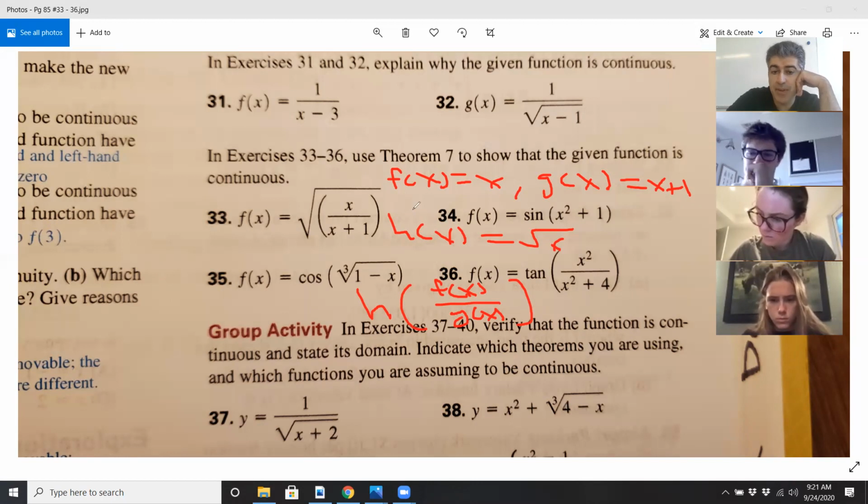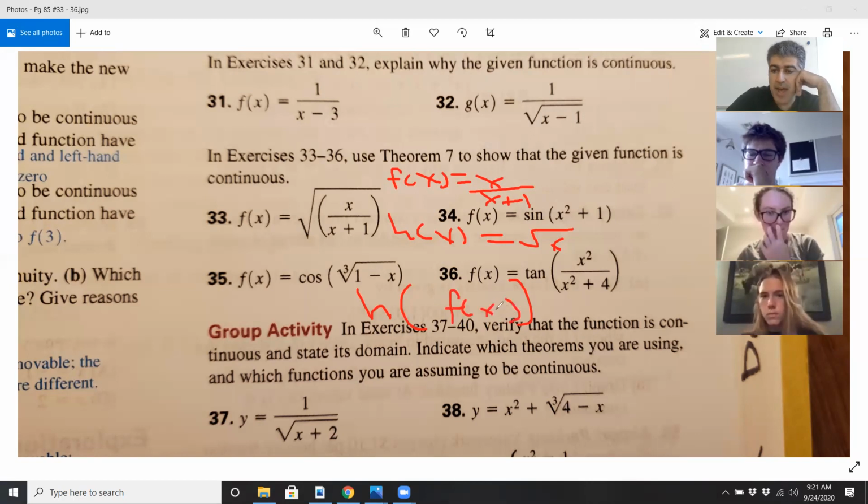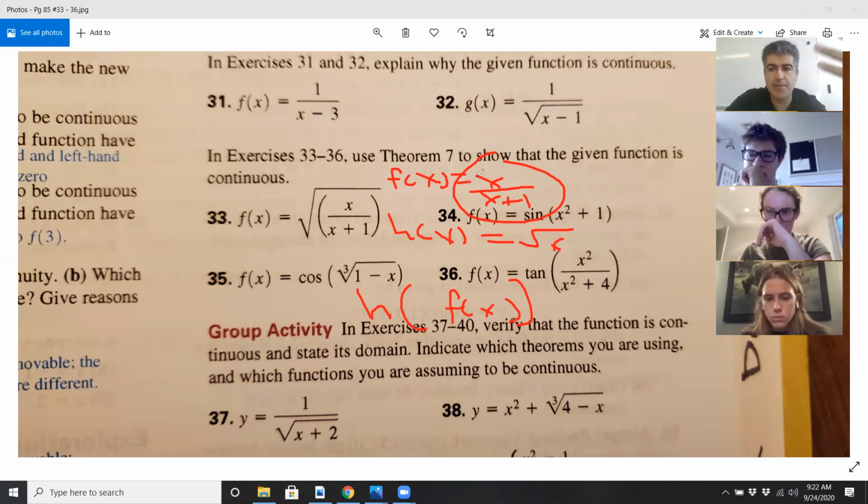Now, you could have done it a little differently. You could have done this if you so desire. You could call f of x x over x plus 1. And now you're seeing h of f of x. Is this continuous here? It is on its domain. Rational functions are continuous on their domains. And composite, you have two functions. We have one inside the other. The combination of that is going to be continuous as well.